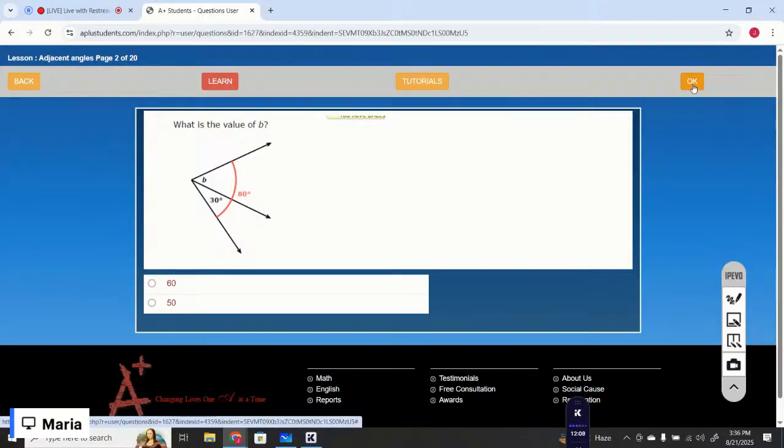What is the value of B? The complete angle is 80 degrees, right? You are given one of them that is 30. You need to find the other one. So just subtract 30 from 80, right? So 80 minus 30 is 50. So that means the missing one is 50 degrees. Option number two is the correct option.